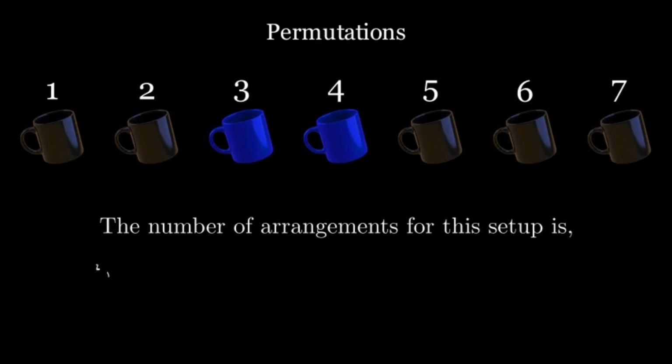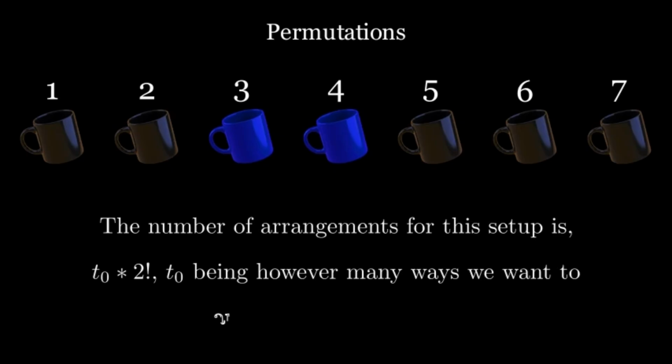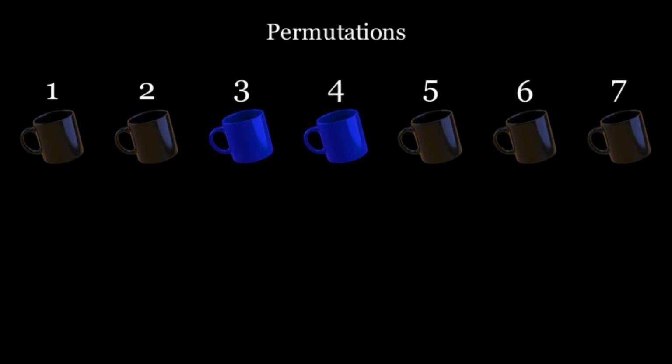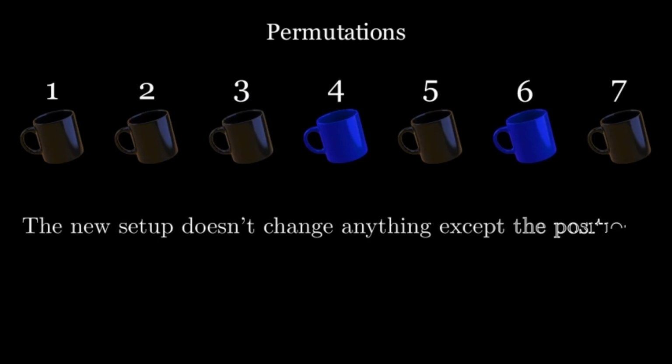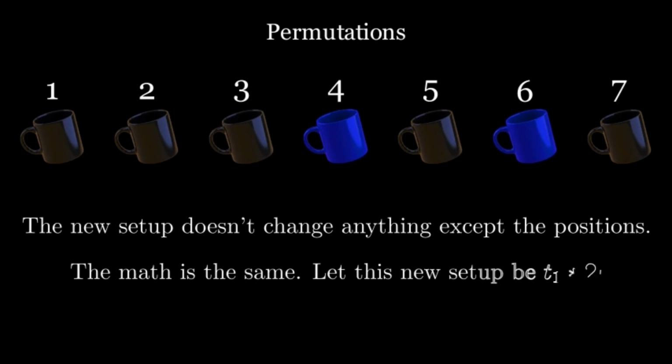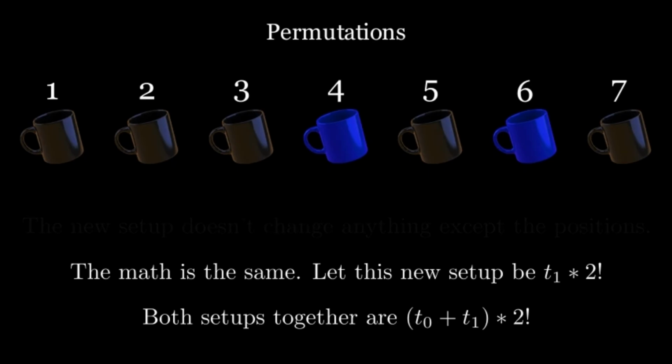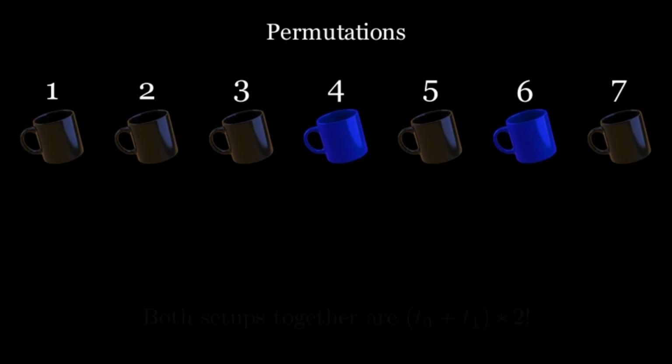We know that, whatever the t sub 0 is, we can multiply it by 2 factorial if we want to include the arrangement of blue mugs. And this is where the magic begins. Now, let's consider moving the blue mugs to a different position. The new setup doesn't change anything except positions. The math is the same, but the setup is different. So we will say the setup is t sub 1 times 2 factorial. If we want to combine each setup, it is the entire quantity of the t sub 0 and the t sub 1 multiplied by the 2 factorial.